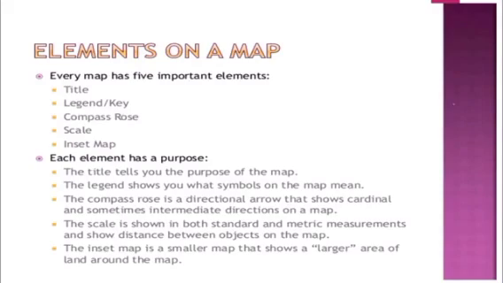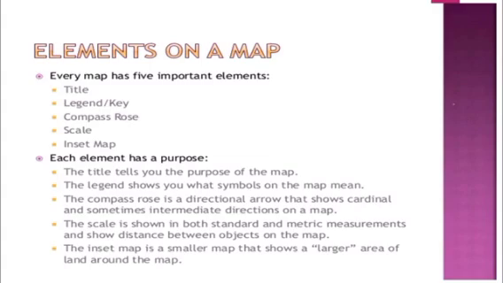Next, let's see about elements on a map. Every map has 5 important elements like title, legend or key, compass rose, scale, inset map. Each element has a purpose. The first element is title. The title tells you the purpose of the map. Next, we have legend or key. The legend shows you what symbols on the map mean.